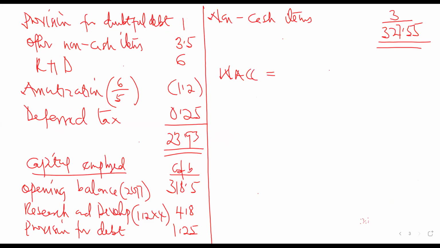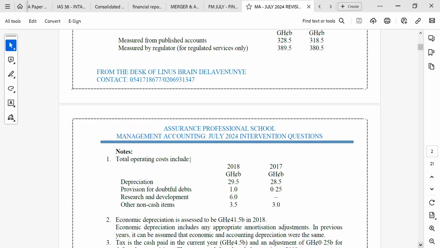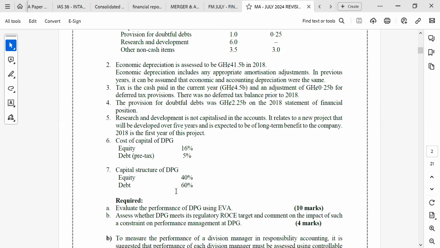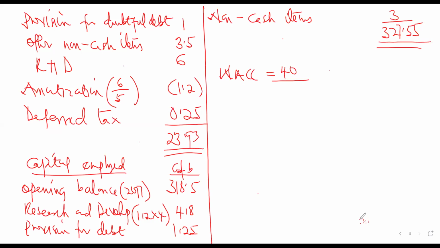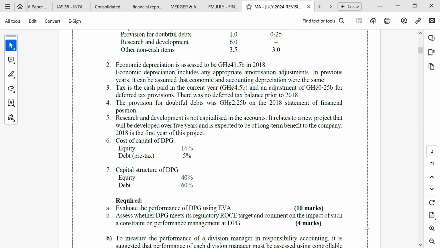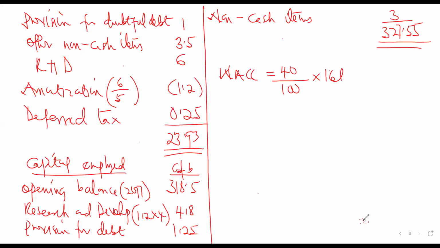The question will always give you the percentage. So our capital structure, what is the percentage of the equity? 40%. So that will be 40 divided by the total. The total capital structure will be 40 plus 60, so you just have 100 over here, multiplied by your cost of equity. What is the cost of equity? 16%. So multiply this by 16%.